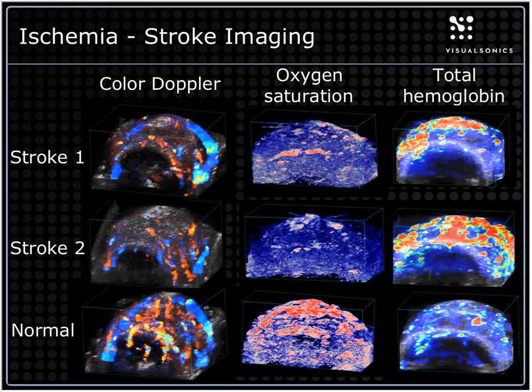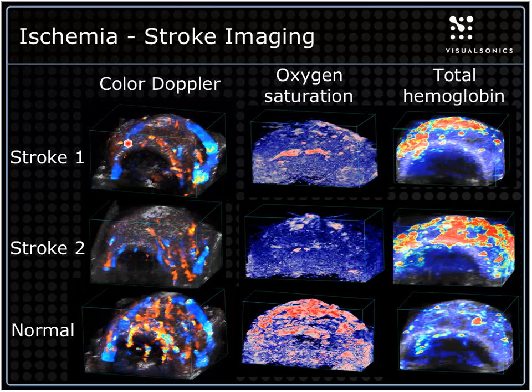One of those implications is doing ischemia imaging or stroke imaging. This is obviously a wide area of study. And we can then use our different modalities, such as color Doppler, oxygen saturation, and total hemoglobin, to generate a picture of what this might look like in an animal model. So this is a mouse model, adult mouse. It was an embolic stroke, which was generated in the MCA.